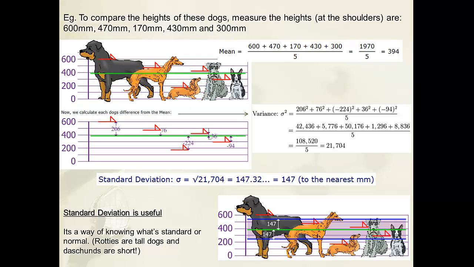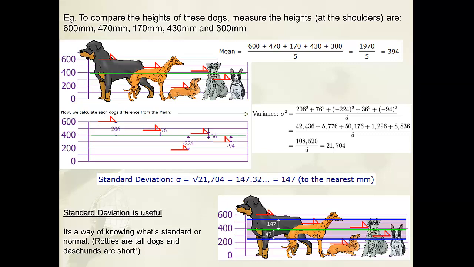What we'll do first is take the mean. So you can see here we've taken the mean, and the mean is 394 millimeters high. Now, let's have a look at the variance. Now remember what the variance was? It was the difference from the mean squared. So what we've done here, you can see we've almost skipped a step. We've gone ahead and we've taken 600 minus 394 gives us 206. I'm going to square that. Then the next value here is 470 minus 394, then we're going to square that. That gives us 76 squared, and so on. We've done that for every measurement.